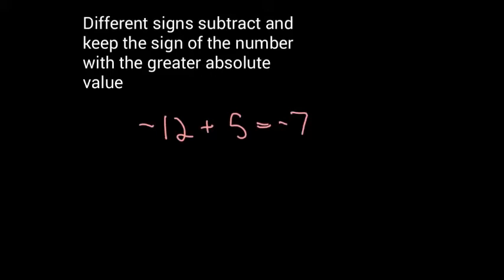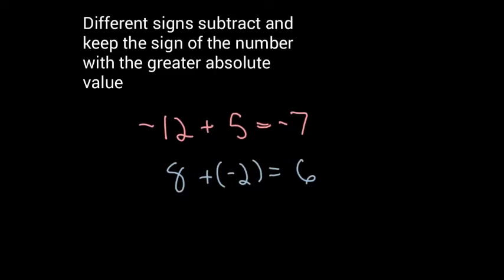So let's do a couple more examples. So let's say we have 8 plus negative 2. So I'm just going to subtract because my signs are different. 8 minus 2 is 6. And the number with the greater absolute value would be 8. And 8 is positive, so my answer there is positive.